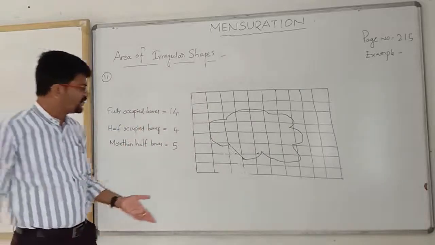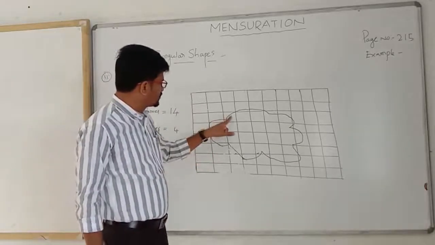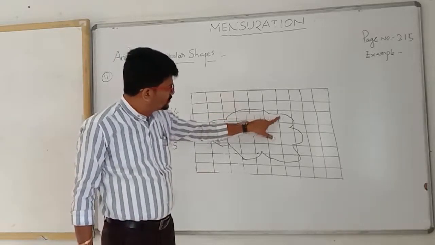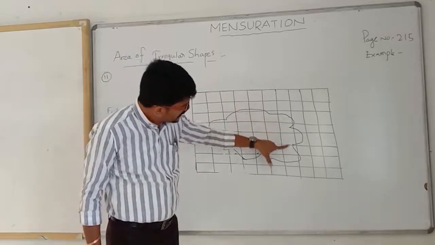And more than half. More than half means this is more than half, and this is more than half. 1, 2, 3, 4, and this is 5.